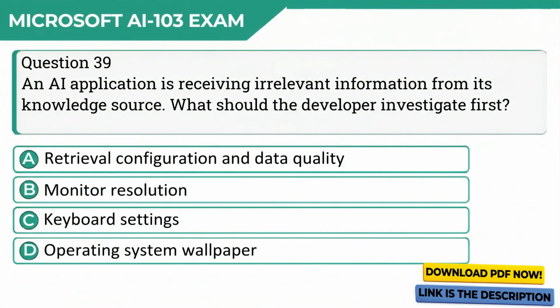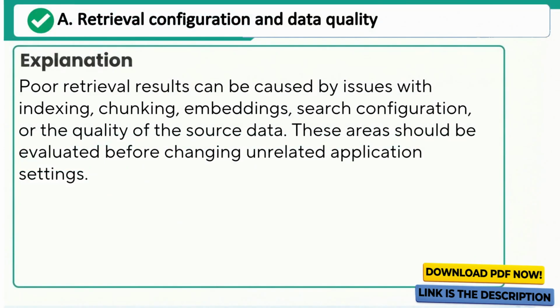Question 39. An AI application is receiving irrelevant information from its knowledge source. What should the developer investigate first? A. Retrieval configuration and data quality. B. Monitor resolution. C. Keyboard settings. D. Operating system wallpaper. Correct answer: A. Retrieval configuration and data quality. Explanation. Poor retrieval results can be caused by issues with indexing, chunking, embeddings, search configuration, or the quality of the source data. These areas should be evaluated before changing unrelated application settings.